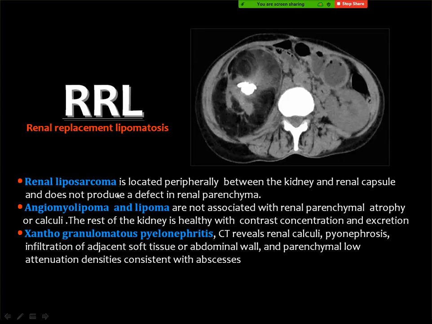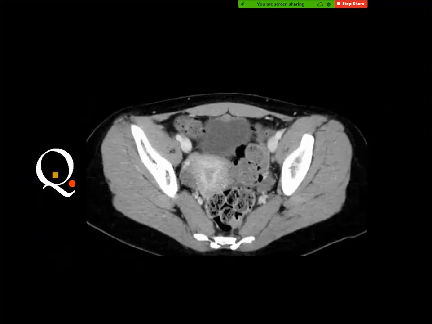Renal liposarcoma, which is made of fat and soft tissue, and does not produce a defect in the renal parenchyma. Angiomyolipoma and lipoma are not associated with renal parenchymal atrophy, and the stone is not one of the criteria. Xanthogranulomatous pyelonephritis, as I have mentioned, may be a precursor of renal replacement lipomatosis. Okay.